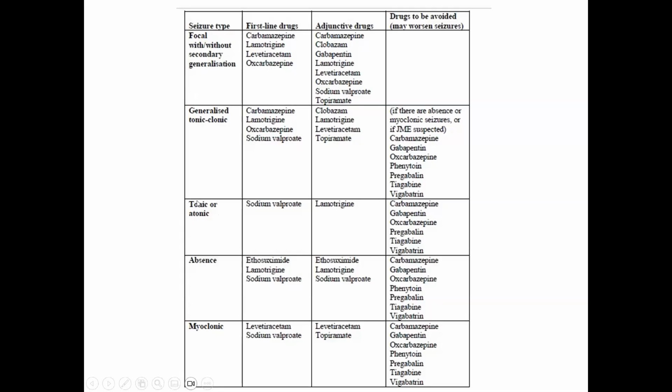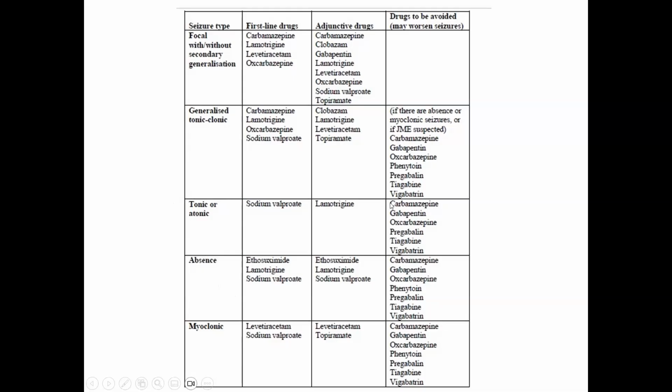Then when you come to tonic or atonic, absence seizure and myoclonic seizure, sodium valproate, first line for all three. So remember one or two drugs, which are first line for each of the types. So you can remember sodium valproate for all three, tonic or atonic, absence and myoclonic. For focal and GTC, carbamazepine, lamotrigine.